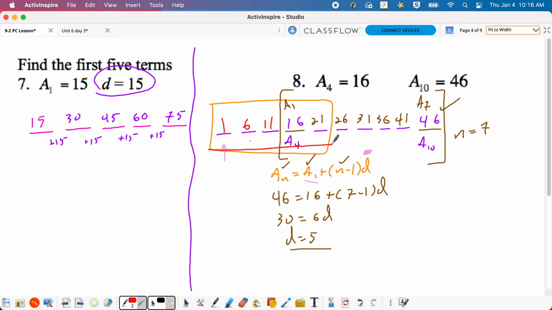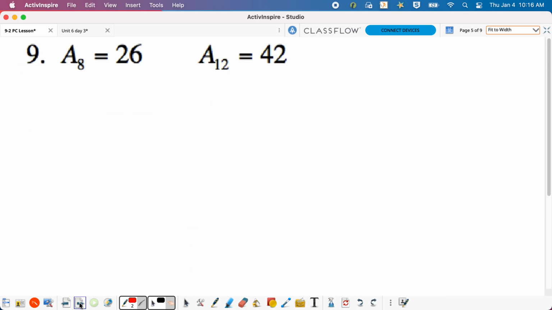So we are going to adjust the numbers that we have. I'm going to ignore terms 1, 2, and 3 for now, and make the 4th term that I'm given really my first term, and my 10th term becomes my 7th. Now I can use that formula to figure out what my difference is. All right, do number 8. Pause the video. Same situation. You have the 8th term of 26 and the 12th term of 42.